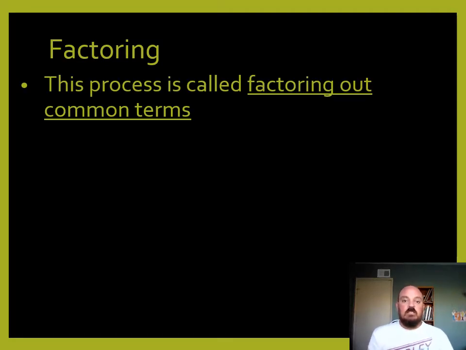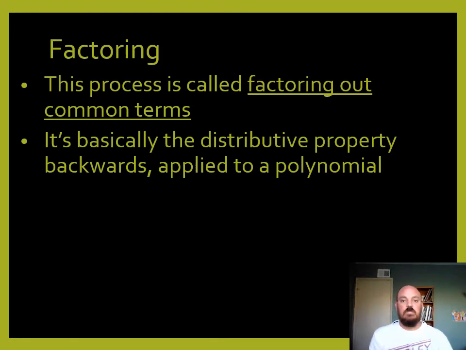So this process is called factoring out common terms. The common term is basically the GCF, the greatest common factor, and we are going to factor it out or divide it out and bring it out of the polynomial. And what we just noticed in that example is basically the distributive property backwards applied to a polynomial.